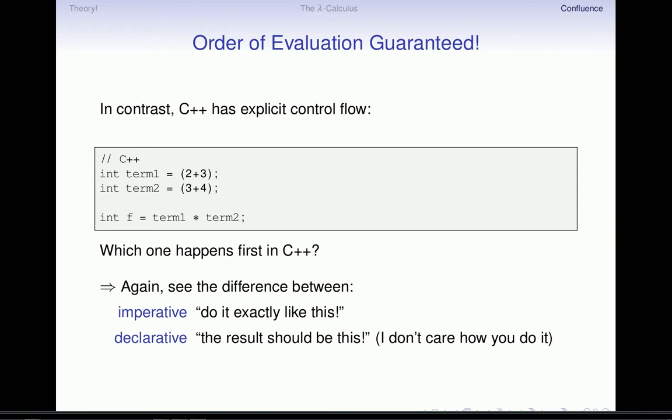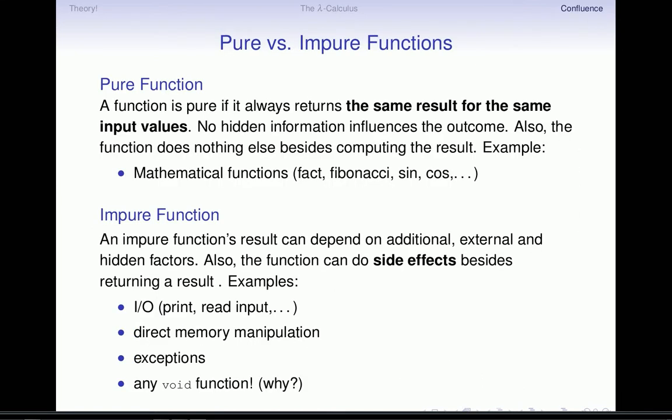Again, we see the difference between imperative and declarative programming. Imperative programming, as I mentioned at the start of the course, means here is a list of commands, do exactly like this. And declarative programming means the result should be the multiplication of these two terms, but I don't care how you do it. In particular, I don't care in which order you calculate the terms. This gets problematic when we are dealing with so-called impure functions.